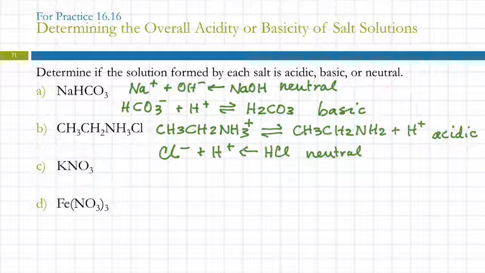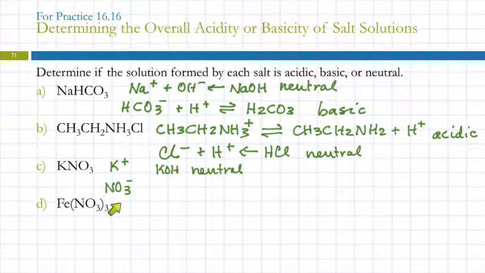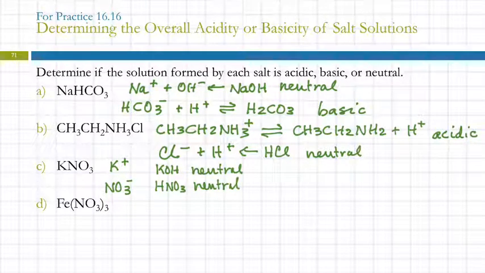Okay, let's look at this one. KNO3. We had 2 ions, right? K+ and NO3-. So this can be written as the counter ion of a base. Is it a strong base? Yeah. This comes from KOH, a strong base, dissociates completely, and so this is neutral. What about NO3-? What acid is that related to? HNO3. Is that a strong acid? Yep. So this is also neutral. So then the solution is neutral.